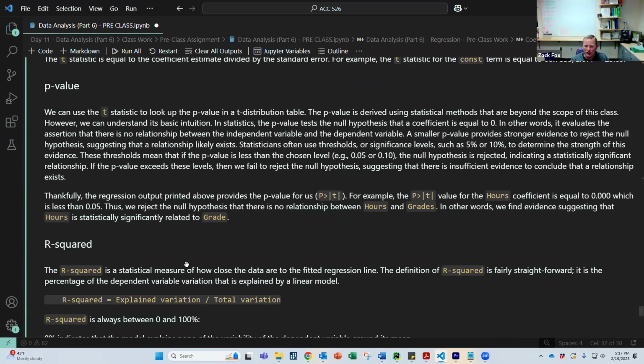Okay, the other part of the model is the R squared. What this tells us is how close the data are to the fitted regression line.